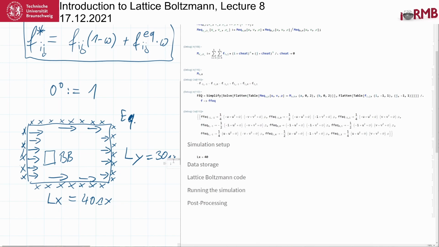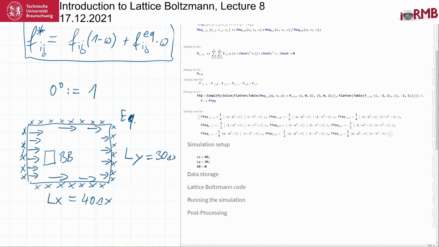I have some problems with my mouse. Okay. So this is Lx equal to 40, Ly equal to, I said, 30. Then we have to also specify some other things like the velocity. This I call u0.